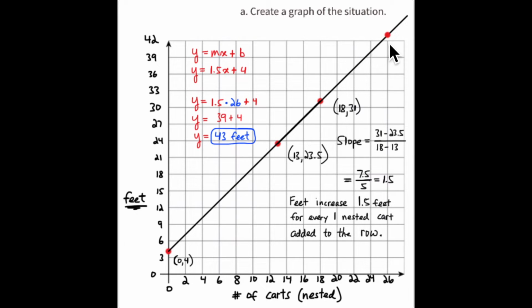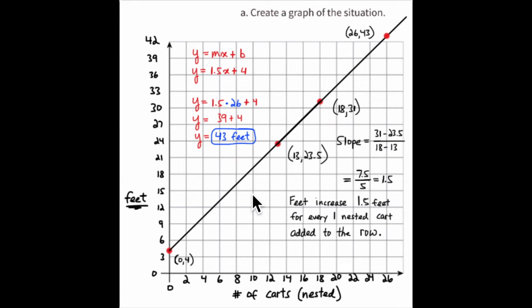Now if I go out here to 43 feet, it looks like that's going to be equal to 26 nested carts. So let's replace x with 26 nested carts and see what we get. So 26 nested carts times 1.5 is actually 39. And 39 feet plus the 4 feet from the starting cart, that adds up to 43 feet. So y, the number of feet in the space, is 43 feet for 26 nested carts plus 1 starting cart. So that's going to be a total of 27 carts. So now this point is 26 nested carts for 43 feet.